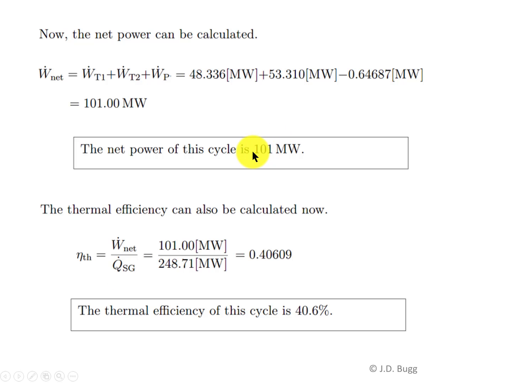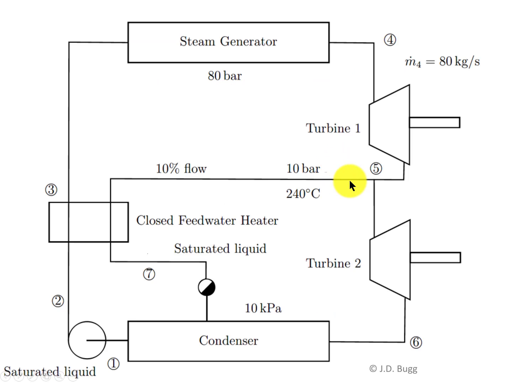Now the last part of this problem was to recalculate these two numbers if the closed feed water heater was turned off. In other words, if the extraction fraction was set to 0. Well, that's going to have two effects. I'm just going to go back to the schematic diagram to discuss this before we do the calculations. When the flow through this line is set to 0, the first effect we're going to see is that there's no longer going to be any heating happening here.